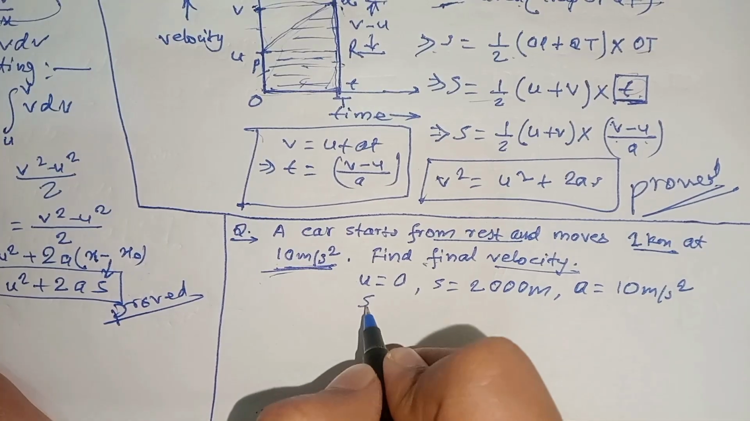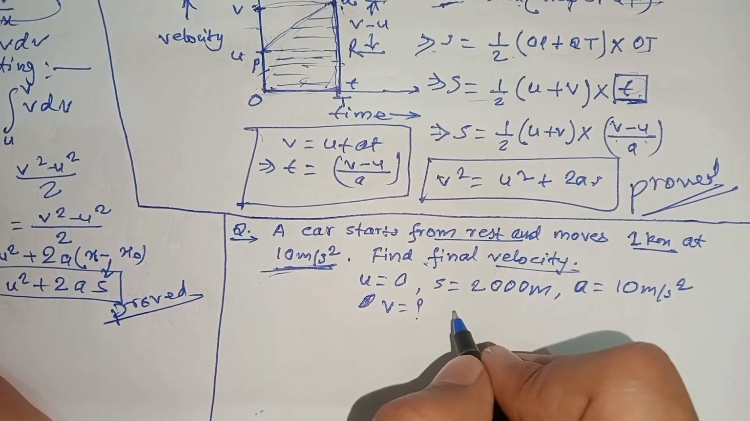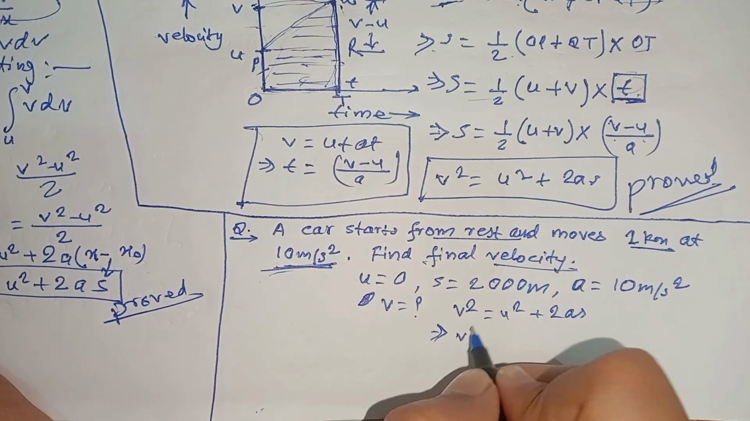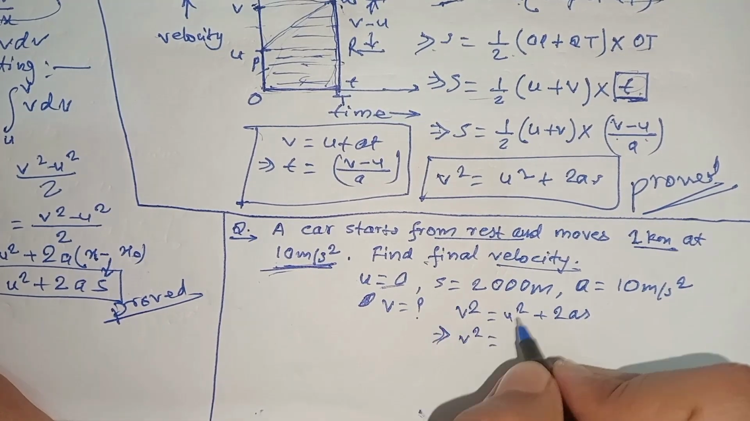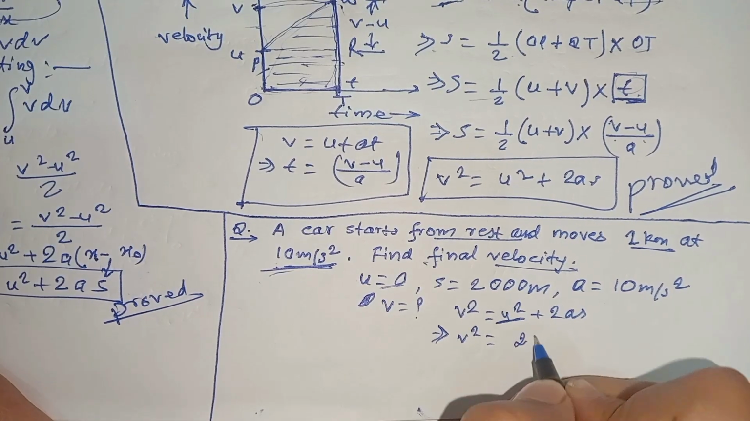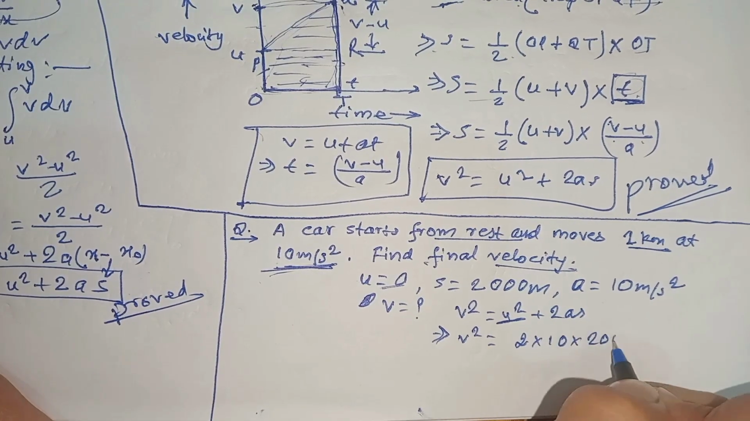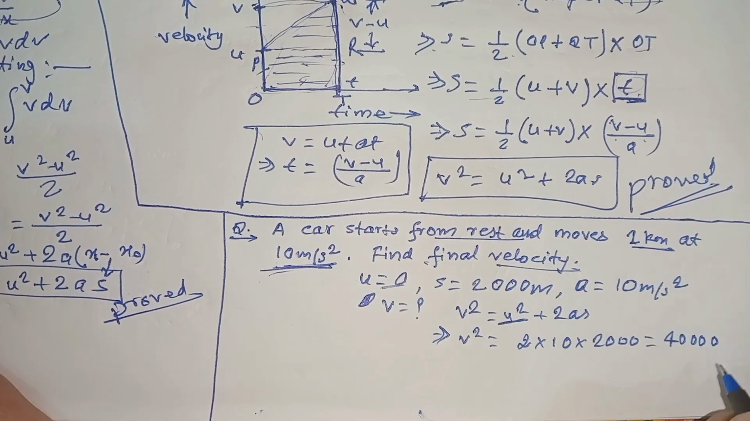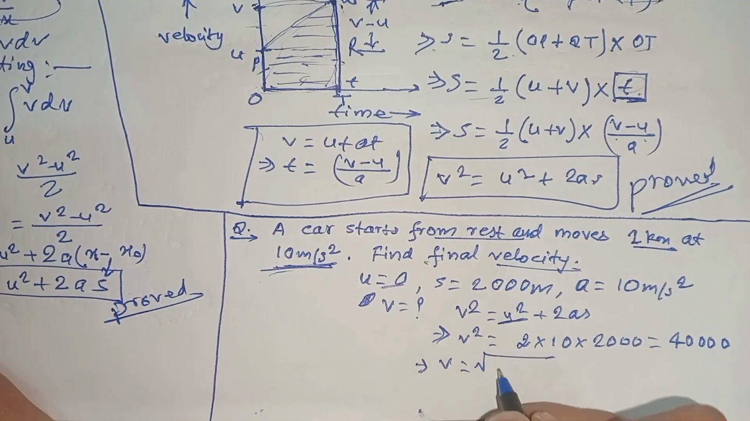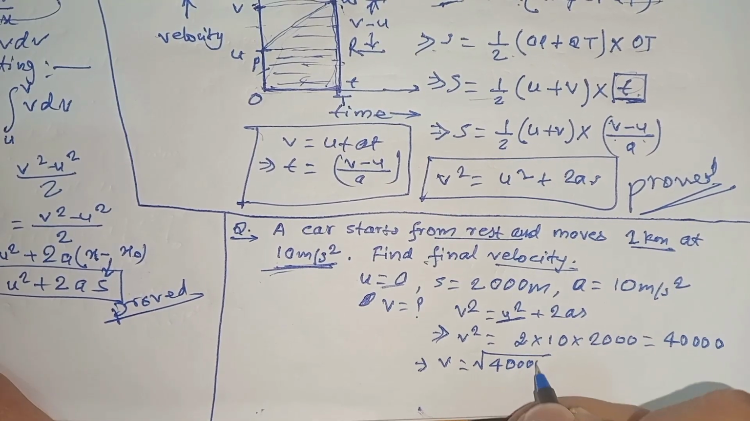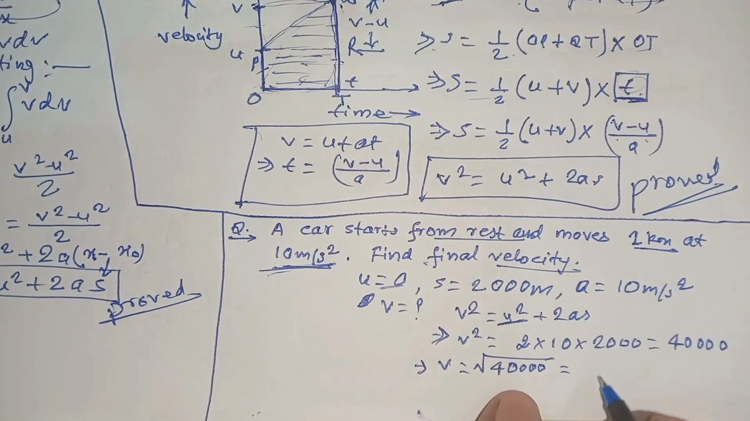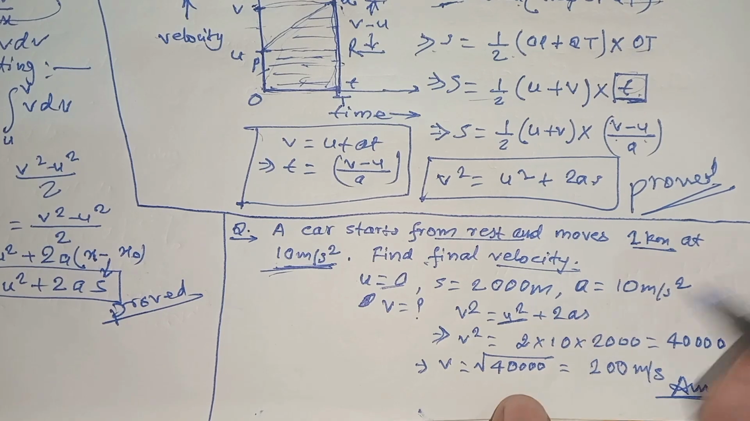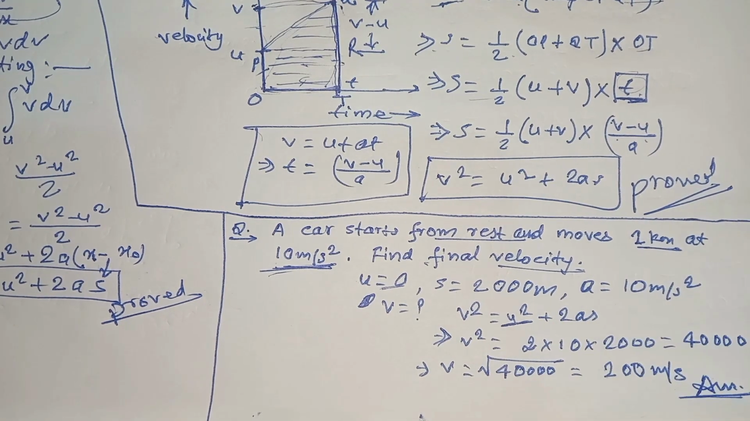We have to find v. We know the formula v square equals u square plus 2as. Putting in all these values, u is 0, so that term does not matter. 2 into acceleration 10 into s 2000 gives 40000, that is 4 followed by four zeros. So v is the square root of 40000, and the value is 200 meters per second. This is the answer. We got the final velocity by using the third equation of motion.